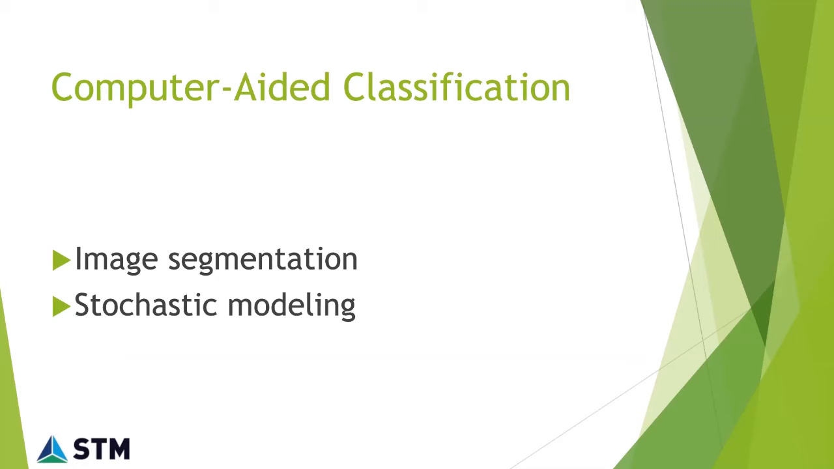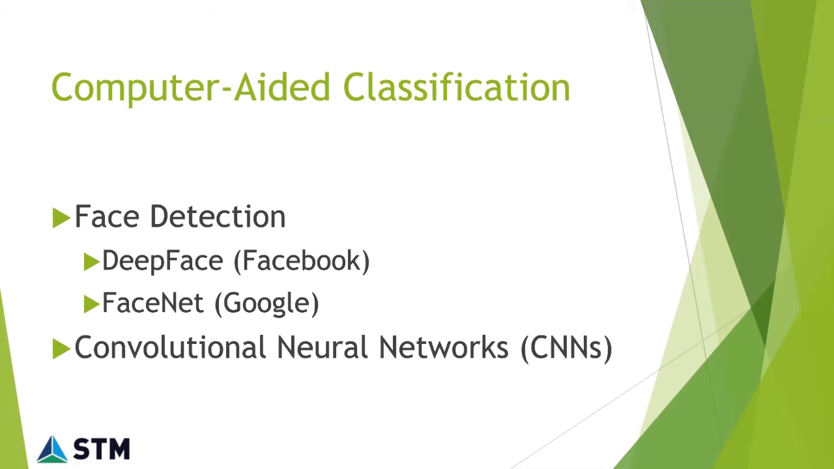And I will talk a bit about computer-aided classification and what techniques are used. Techniques such as image segmentation and stochastic modeling are used in the more established computer-aided classification techniques nowadays. These use the image and do some similarity checks and things like that to make a good guess about classification. And more recently, face detection is gaining popularity. The big companies such as Facebook and Google have their own face detection projects named DeepFace and FaceNet, respectively. These projects utilize convolutional neural networks to enhance their capabilities.